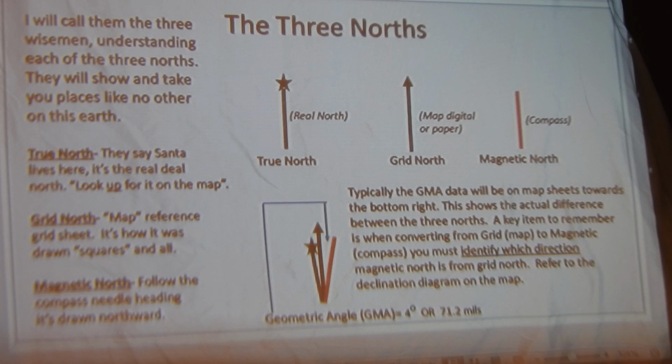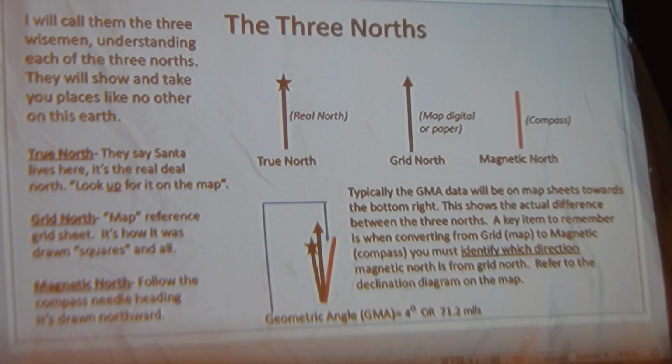This is map reference Grid Sheet North. It's how it was drawn up, squares and all. It's basically a grid system. Magnetic North, the last one, which is actually what we call navigational North. You follow the compass needle heading, it's drawn northward. So those are your three Norths: true, grid, and magnetic North.